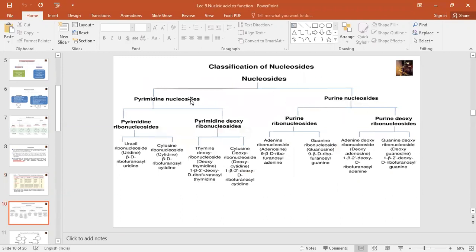So this is the classification of the nucleosides: pyrimidine nucleosides and purine nucleosides, pyrimidine ribonucleosides and pyrimidine deoxyribonucleosides. In the purine also, purine ribonucleoside and purine deoxyribonucleosides. Examples are the same: uridine, cytidine, deoxythymidine, deoxycytidine.